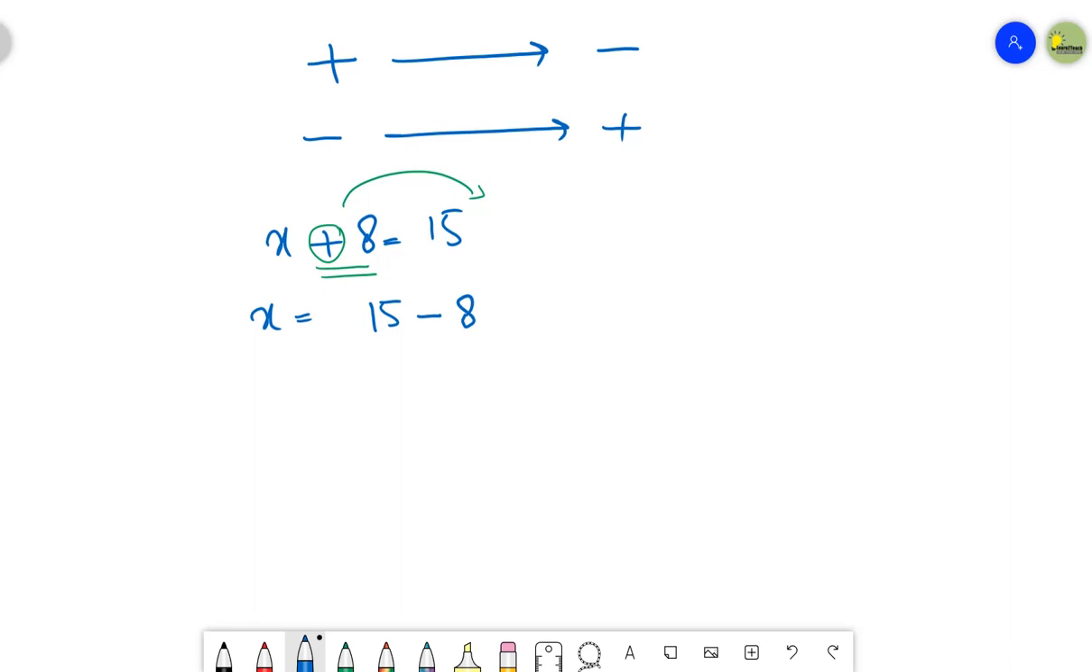Now 15 minus 8 is going to be 7 with a plus sign. Why? Because 15 is the greater value and it has a plus sign. So there is no need to write a plus sign with it. Now this is how you have solved the equation. This is the value of x. X equals 7. This is your required answer.